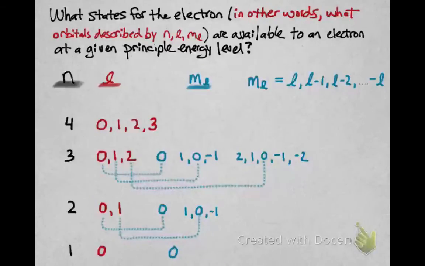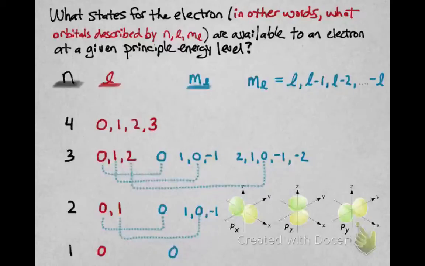Now these orientations are independent of the energy level. So again, to reiterate, s orbitals have only one possible value of m sub l, 0, so just one orientation. P orbitals, whether you're talking about the orbital at level 2 or the p orbitals at level 3, have 3 possible orientations. And d orbitals always have 5 possible orientations.